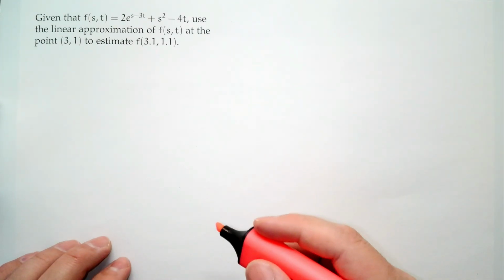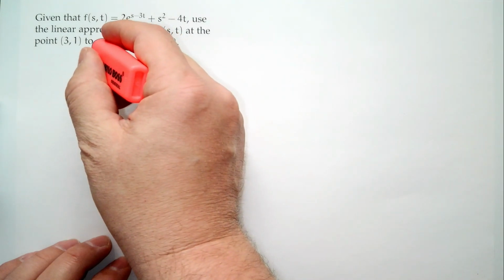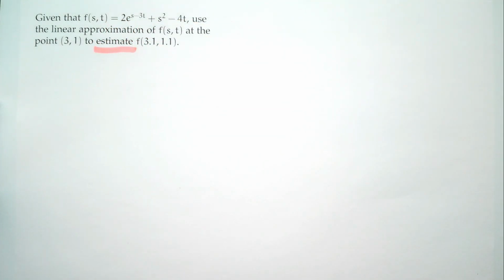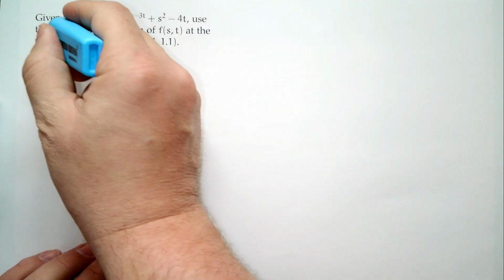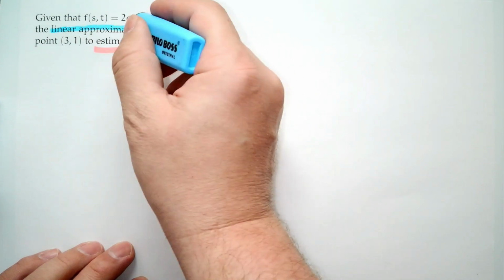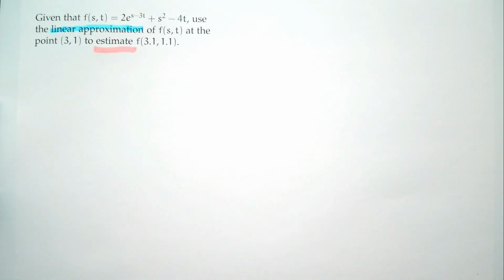Now, there's a couple of key words. Of course, there's the word estimate. Well, that's good. It means you don't have to get the right answer. We just have to get an approximate answer. But how do we get that approximate answer? And they actually gave the game away. They have this word, linear approximation.